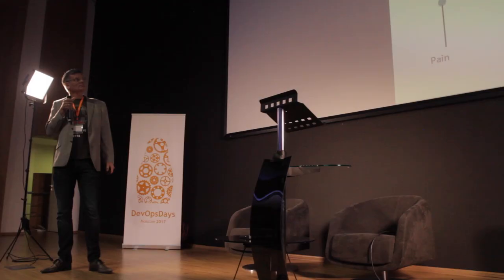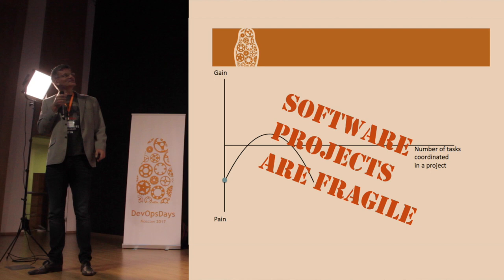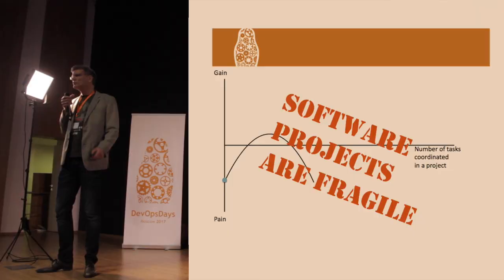Another one, and I can already hear the answer is right there. Software projects are fragile because if you think about the number of tasks coordinated in a project, suppose you do not coordinate anything on the left part. You do not coordinate anything. Oh, it will be chaos.